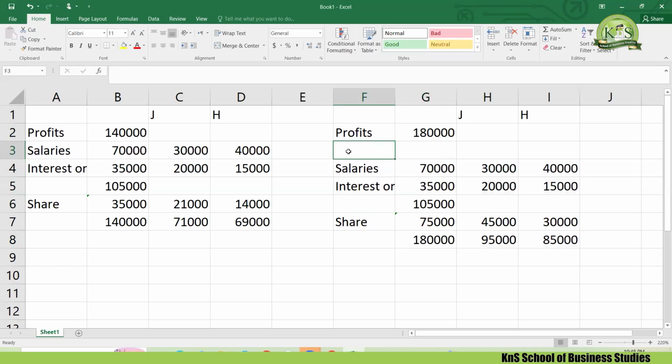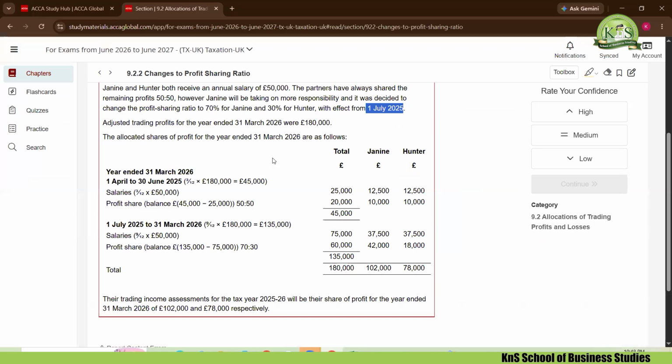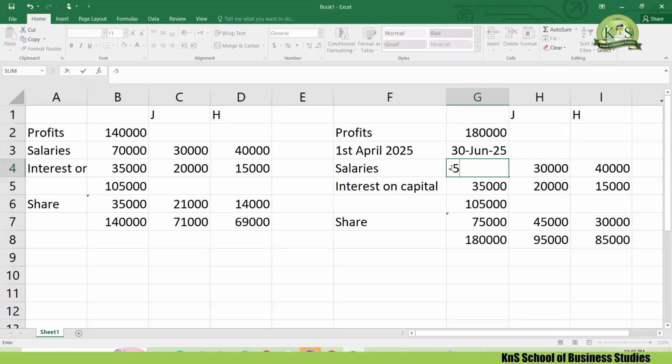Now from where am I taking right now? I'm taking from 1st April 2025 till when it changed, 1st July. It means till 30th June. Okay, how many months? April, May, June. This becomes 3 months. So what will we do? We are going to apportion this. What is it saying? How much salary is there? The salary is 50,000. So we will do 50,000 divided by 12, multiplied by 3.